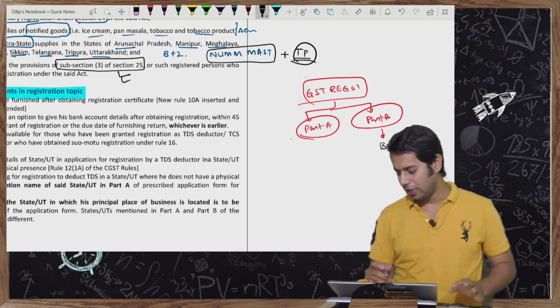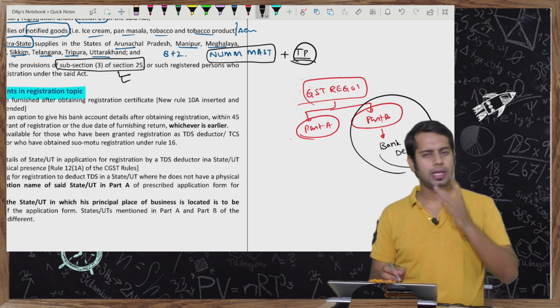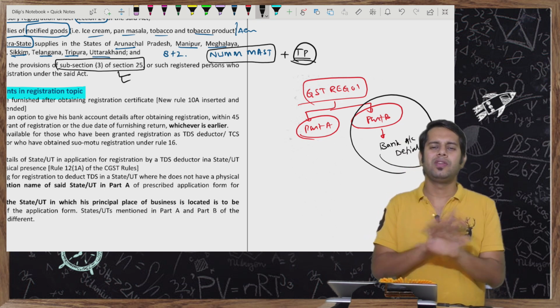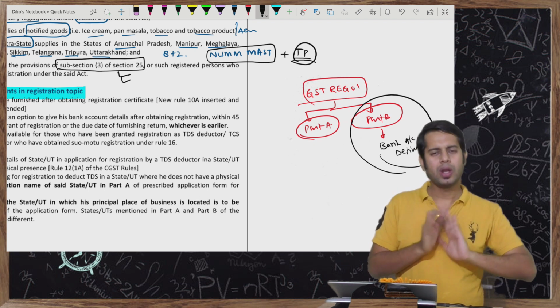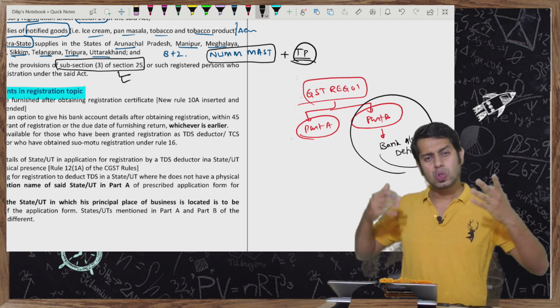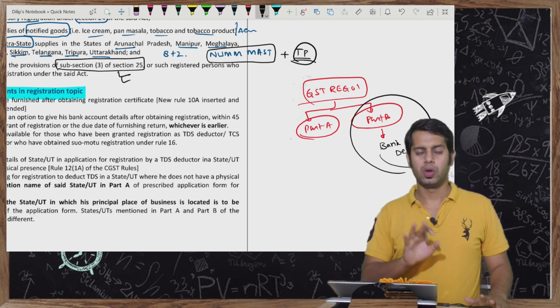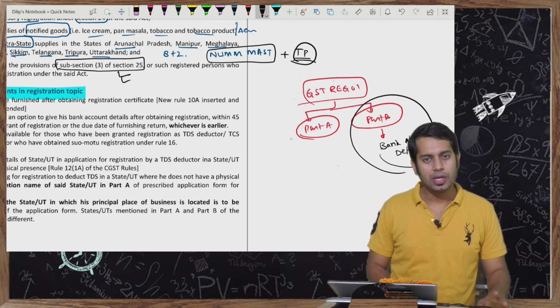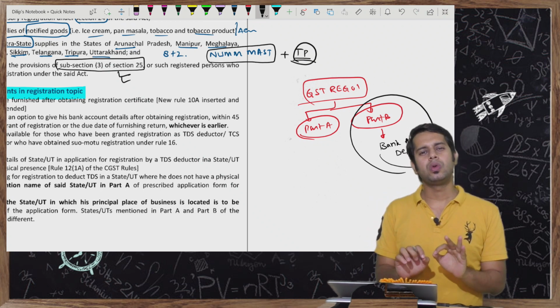Now that clause has been removed. Now they are telling what? At the time of applying for registration, you need not give the bank account details. Sir, that means you should never give the bank account details. No. At the time of applying for registration, don't give any bank account details. You will have to give bank account details.